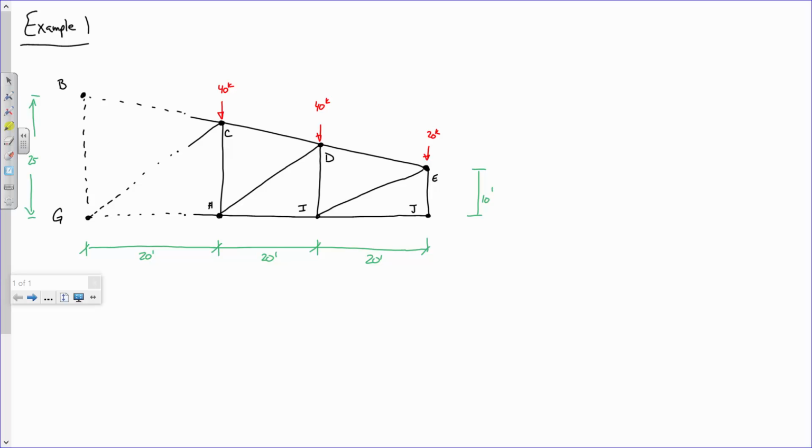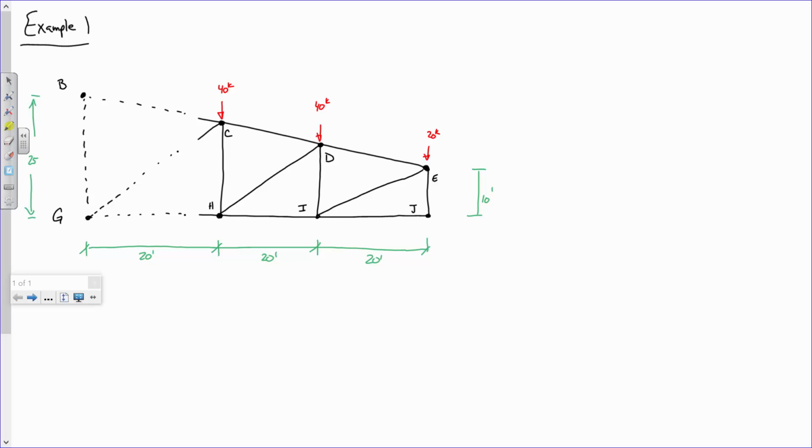Okay, all right. Now, a couple things. Whenever you're utilizing the method of sections, when in doubt, always assume that your members are experiencing tension, okay? Because whenever you get a negative answer, remember, it does not mean you need to develop significant emotional distress. It just means that you assumed incorrectly and it's in compression. That's okay.